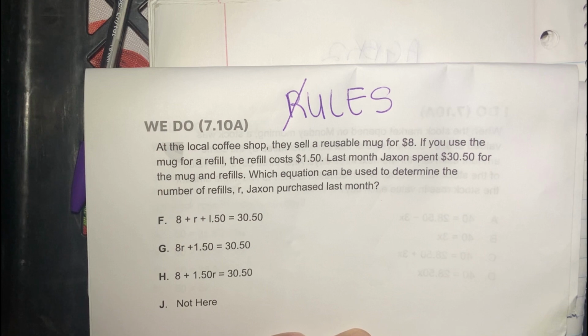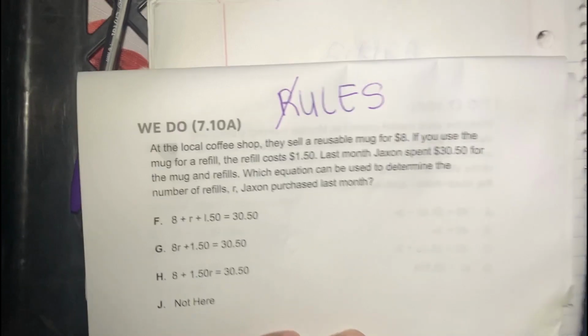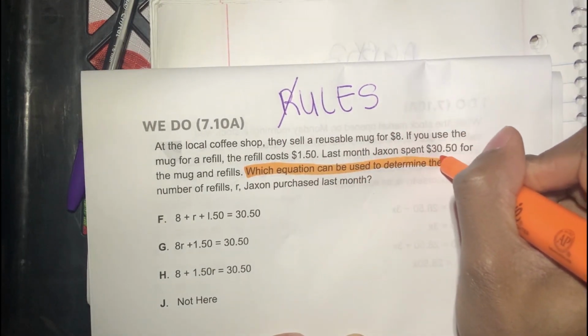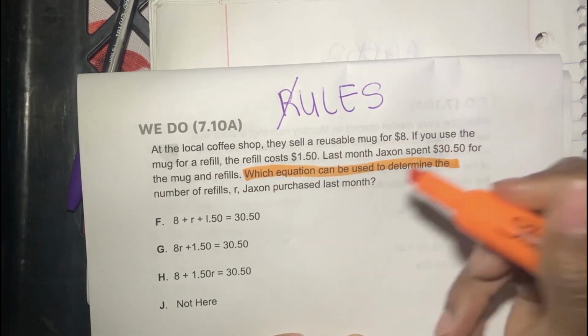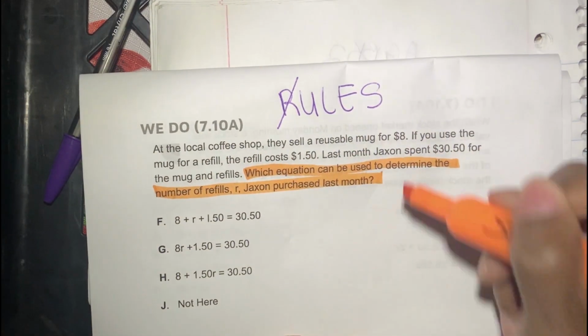The R here is based on the amount of refills that he gets. The 8, this is our constant. This stays the same. But the R will determine how much he pays for the refill. So let's look at G. 8R. It's not going to be $8 per every refill. It's going to be $1.50 for each refill. The $8 is only how much he has to spend to buy the mug for the first time.